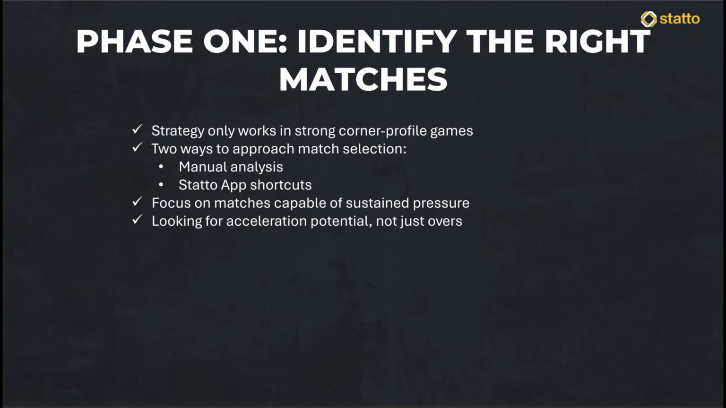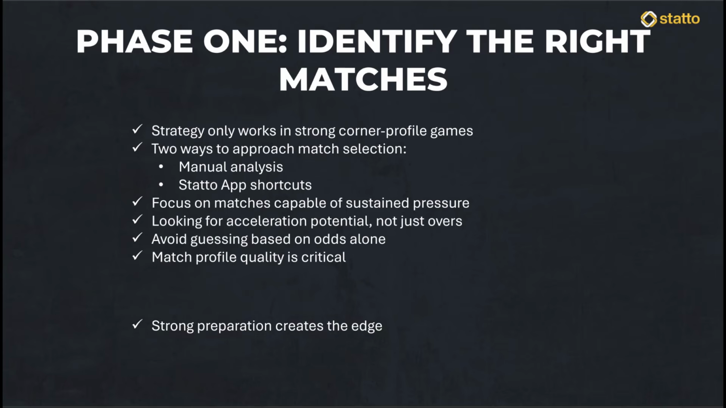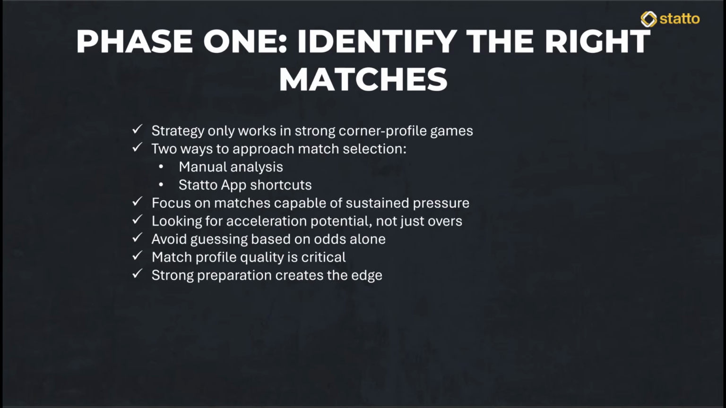So instead of manually analyzing fixtures for hours, you're letting the artificial intelligence highlight the best opportunities for you before the matches even start. From there, your job is simply to narrow it down to games that look like they could produce sustained pressure. Because remember that we're not just looking for a match to go over the line, we're looking for matches where corners could build and accelerate.